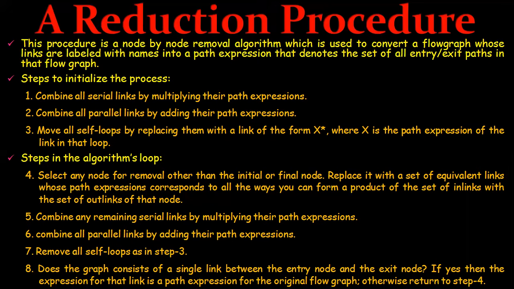Then we have to combine any remaining serial links by multiplying their path expressions, and combine the parallel links by adding their path expressions. That is what we have seen in steps 1 and 2. And as in step 3, we have to remove all self loops. Then we check whether this graph consists of a single link between the entry node and the exit node. If yes, then the path expression for that link is the path expression of the original flow graph. Otherwise, we have to repeat steps 4 to 7.